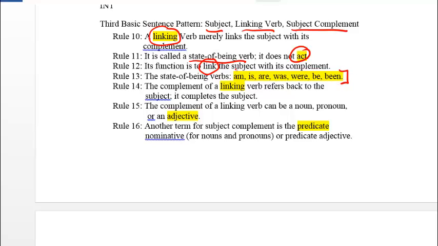These are the most common state of being verbs. You simply have to memorize these, or better yet, just know them. They are am, is, are, was, were, be, and been.